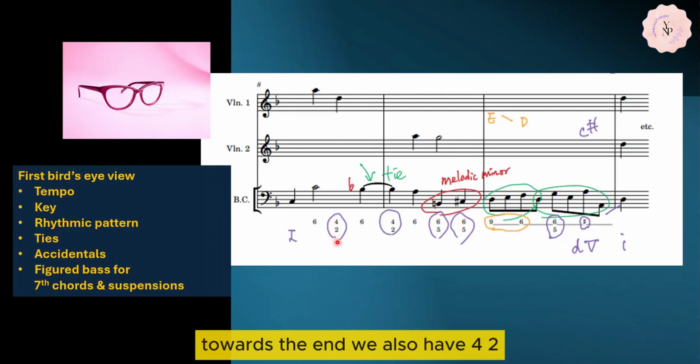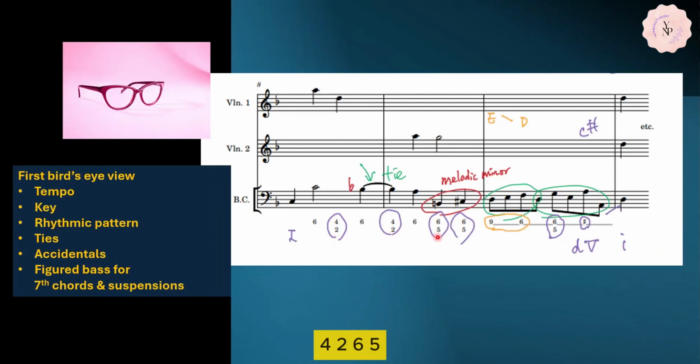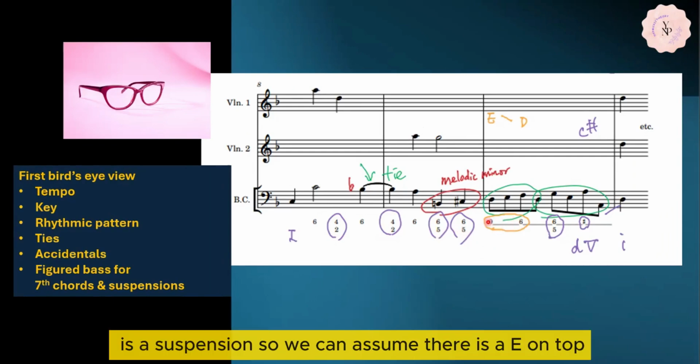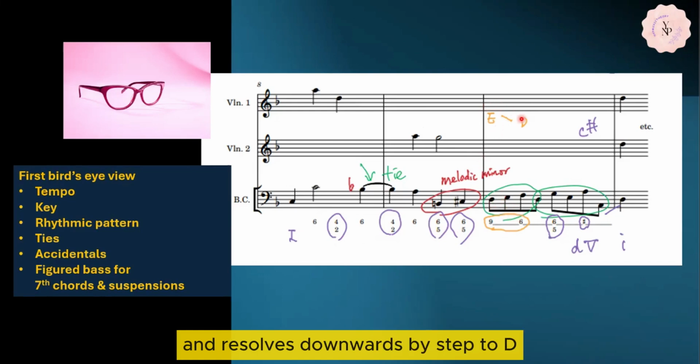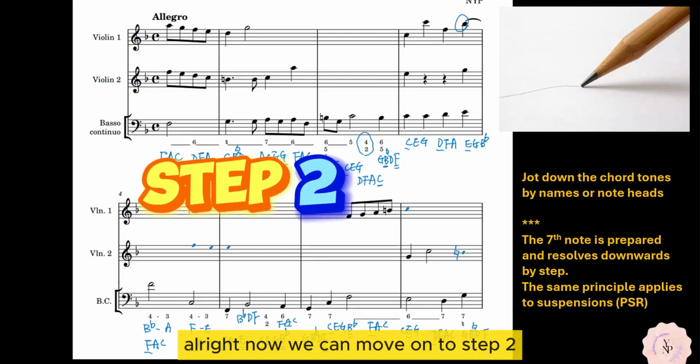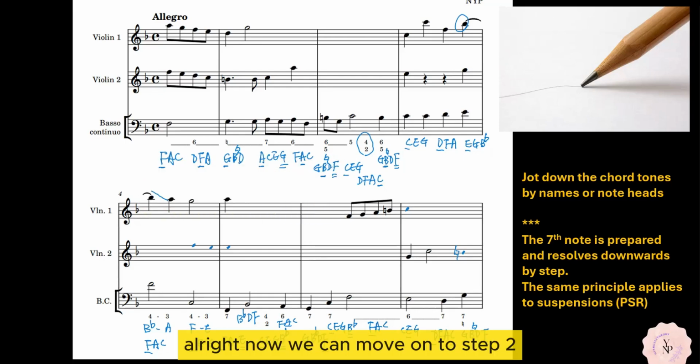Towards the end, we also have 4-2, 4-2, 6-5, 6-5, and here 9-6 is a suspension. So we can assume there is an E on top and it resolves downwards by step to D. All right, now we can move on to step 2.